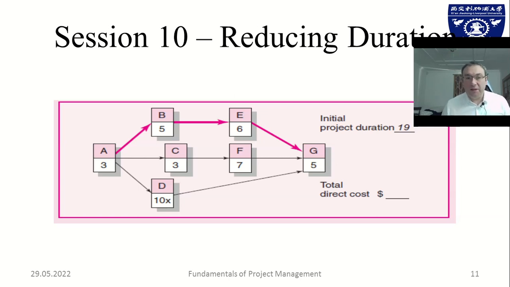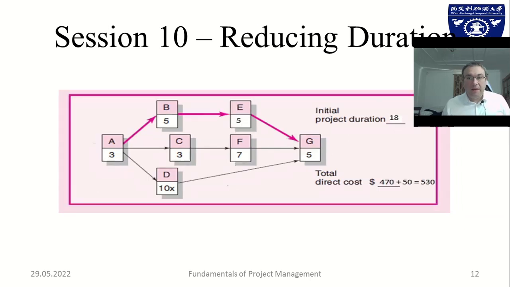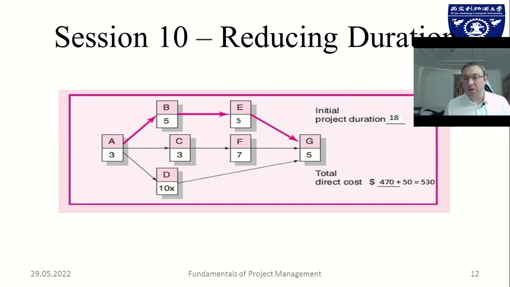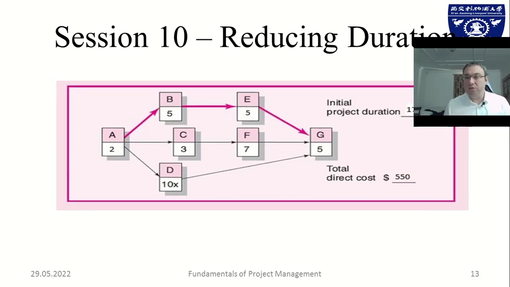The total direct cost, correspondingly, is the total cost of all activities, and we identify the critical path of A, B, E, and G. So the first thing we are doing, we are crashing the critical path to 18 days, which adds 50 currency units to the cost of 470, running to 530. Now, crashing further, as you can see, activity A is creating another cost of 20, which then goes to 550.